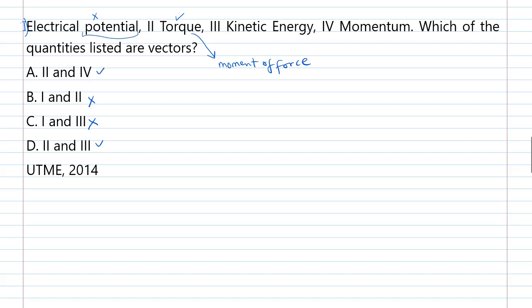Let's check kinetic energy. And then the last one is momentum. According to the options here, it's either kinetic energy or momentum. You can tell that momentum is a vector quantity. So the best answer would be option A.